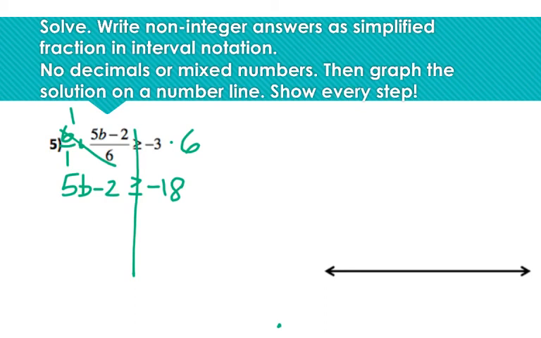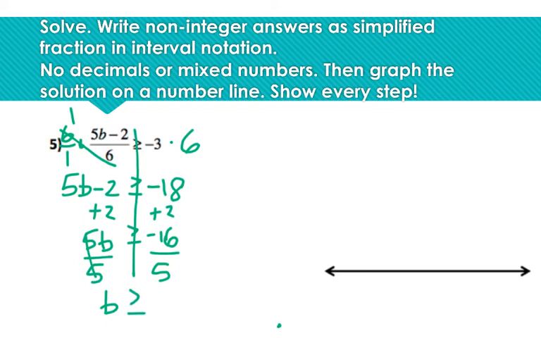Now, we're going to do the opposite of subtracting 2 and add 2 to both sides, which gives us negative 16 on the right side of our inequality, and 5b on the left. Inequality sign didn't change since we didn't multiply by a negative. Now, the opposite of 5 times b is dividing by 5. So b, and careful here, we're not switching our inequality, so greater than or equal to negative 16 fifths. And we won't be able to simplify that fraction, so we'll leave it that way.